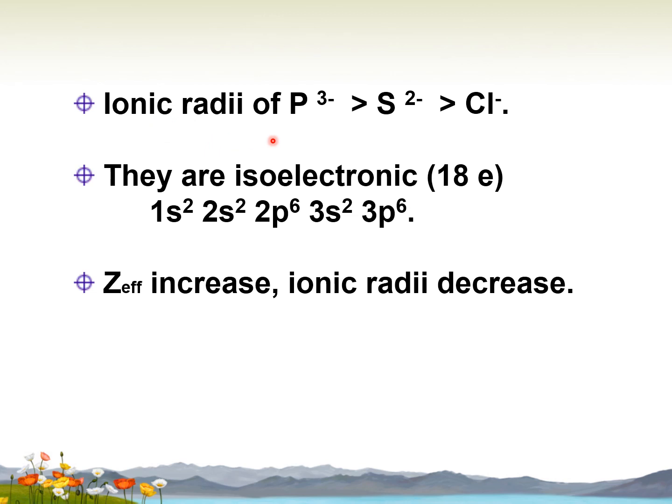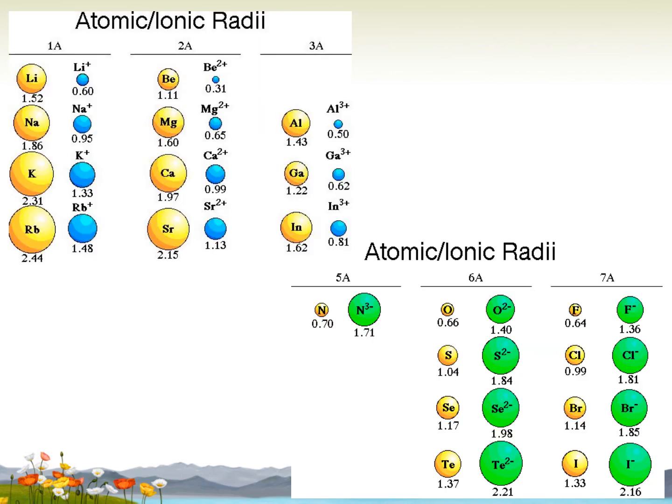For the ionic radii of anions, they are all isoelectronic with 18 electrons. So the electronic configuration will be 1s2, 2s2, 2p6, 3s2, 3p6. So when Zeff increases, ionic radii decrease. So these are the comparisons of atomic and ionic radii for each group. As you can see in this slide: group 1, group 2, group 13, 15, 16, and 17.